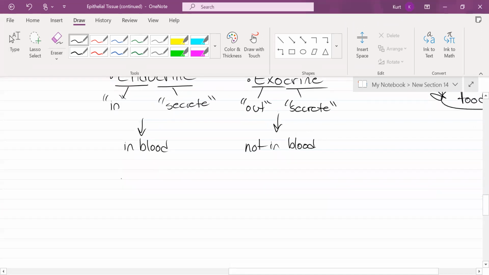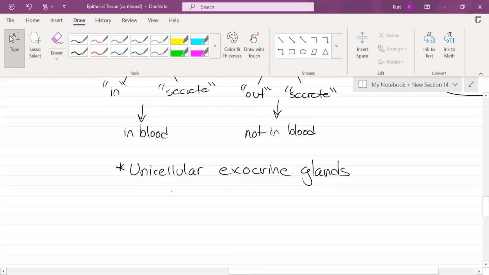And the last part for today, for epithelial tissue, is unicellular exocrine glands. How many cells is a unicellular exocrine gland? One cell, of course. There's two types.